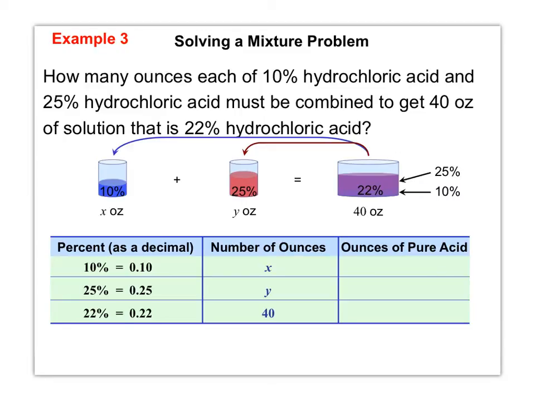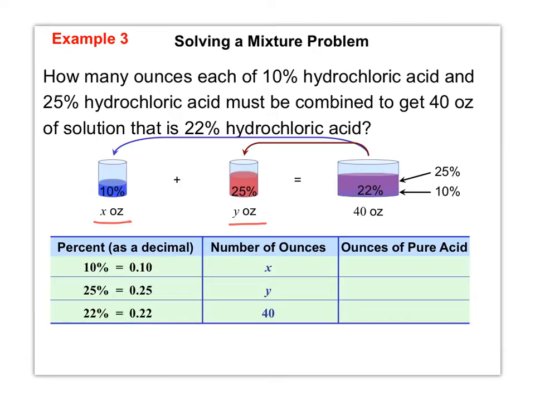So we are given the information. Actually, this one helps set up the equation by the fact that we're using X to represent the number of ounces of the 10% solution, and we're going to let Y equal the number of ounces of the 25% solution. When you're solving these mixture problems, it's really helpful to set up this table.